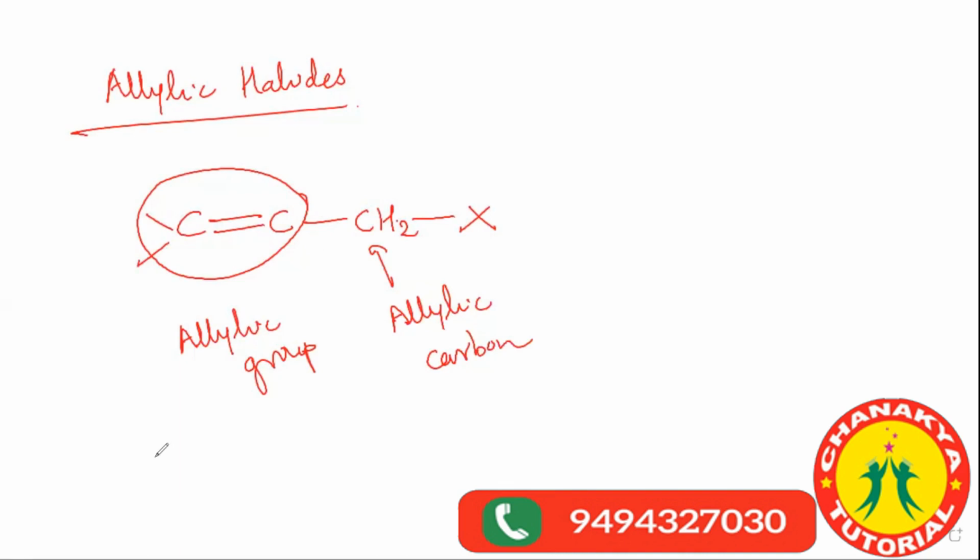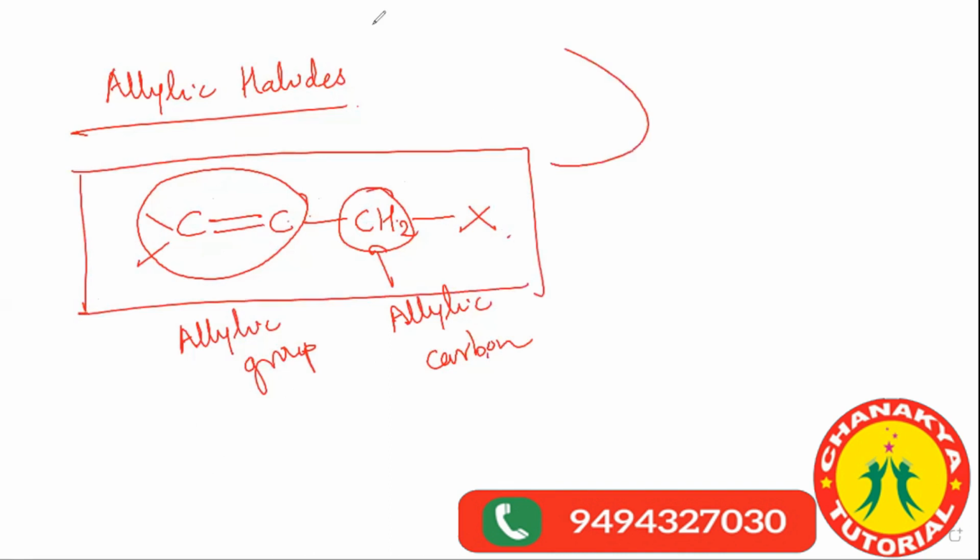Understand? In any compound, if a carbon-carbon double bond is present, and if it is attached to any carbon, that carbon is an allylic carbon. And when it is attached to any halogen, that halide is called the allylic halide. Understanding? These halides are called what? Allylic halides. Got it?